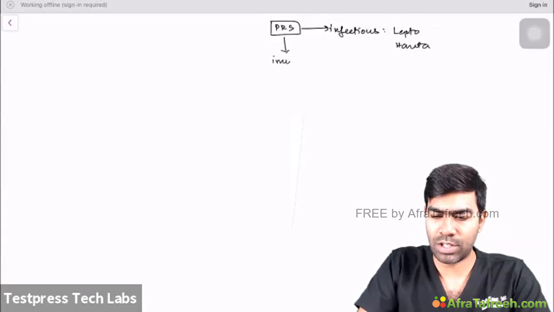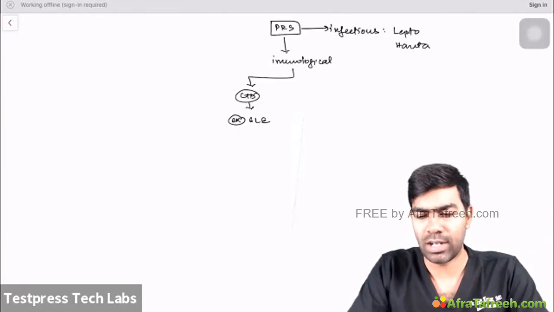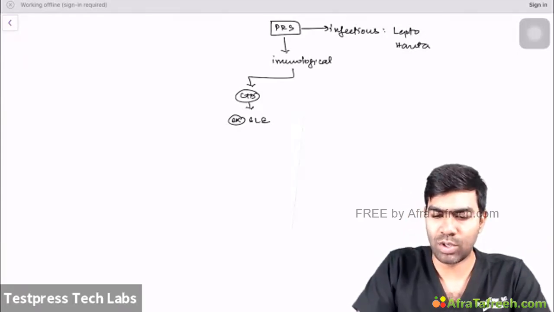Then you have immunological causes of pulmonary renal syndrome. In that, you can have connective tissue related causes. For example, you have SLE, which can cause pulmonary renal syndrome. We know that. So here in immunological causes, you know the antibodies will be positive. For example, ANA positivity will be there strongly.